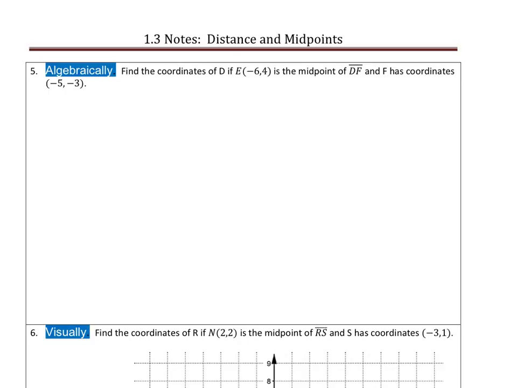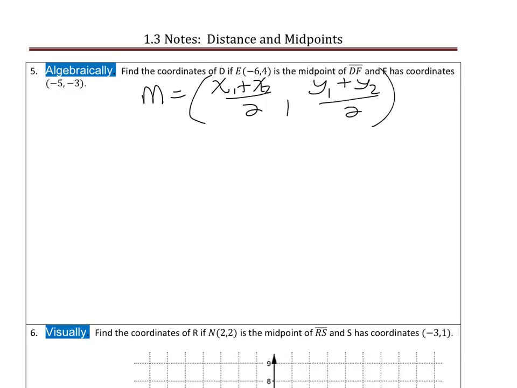So first, algebraically, well, we'd have to start out with that formula again. So that midpoint is located at the average between the x and y locations of the endpoints. So remember, x sub 1, y sub 1, x sub 2, y sub 2. These are locations of endpoints.